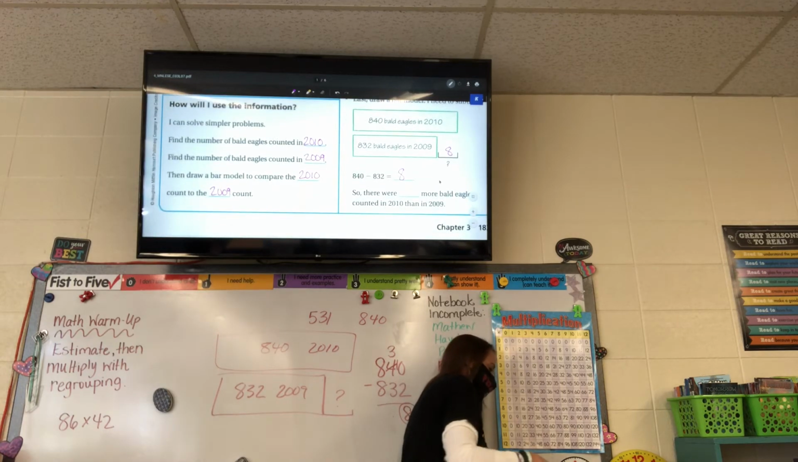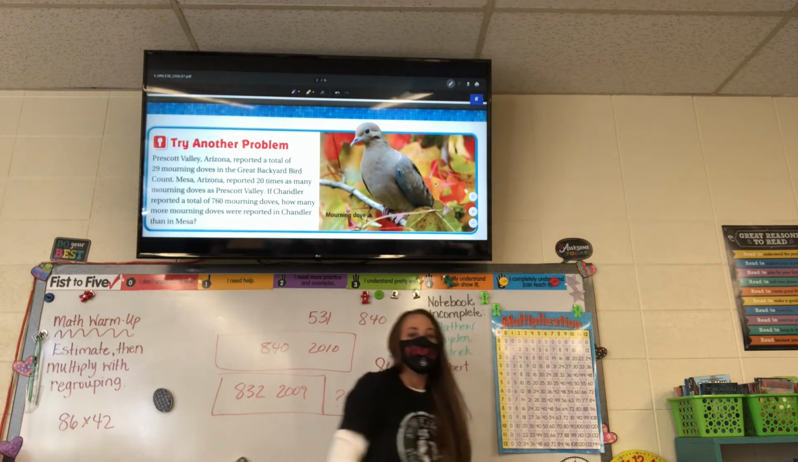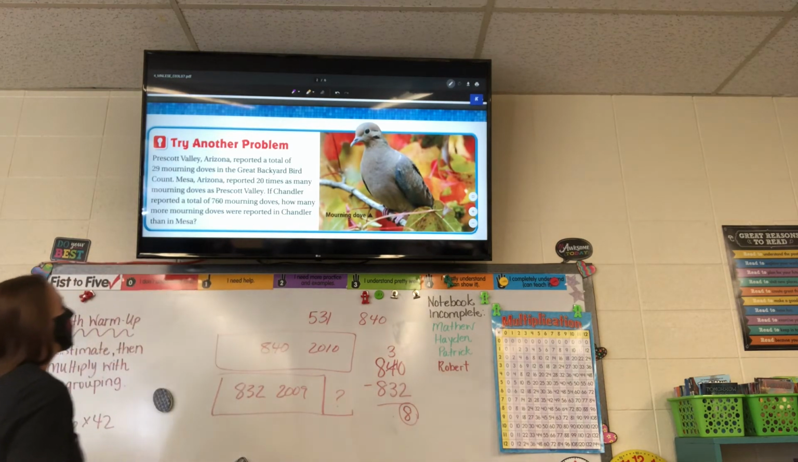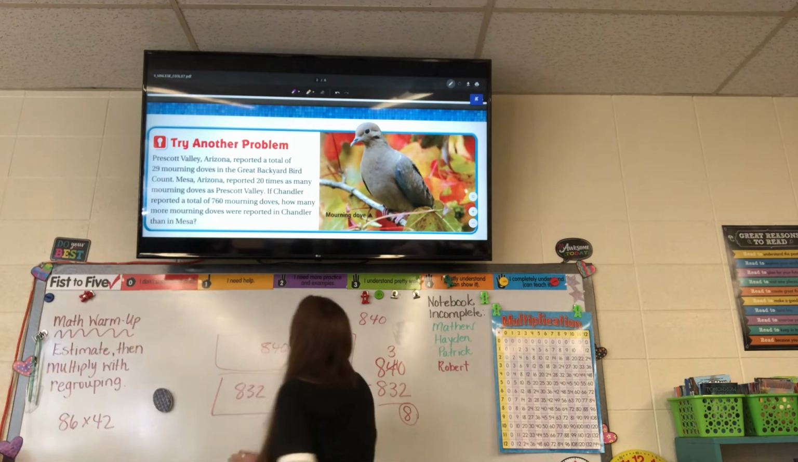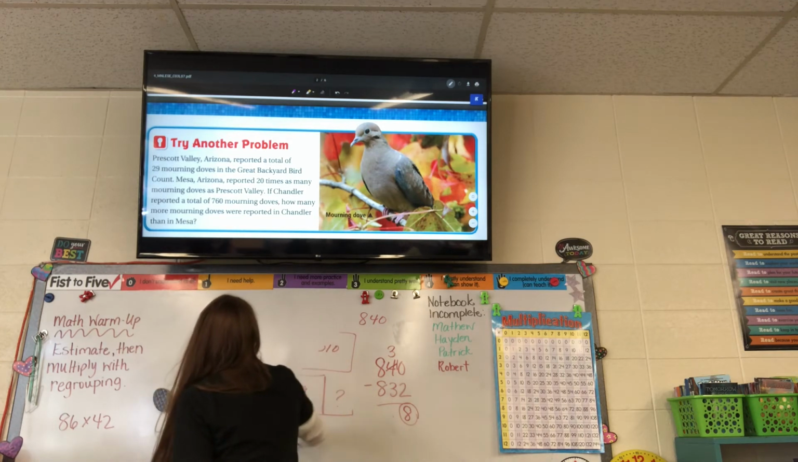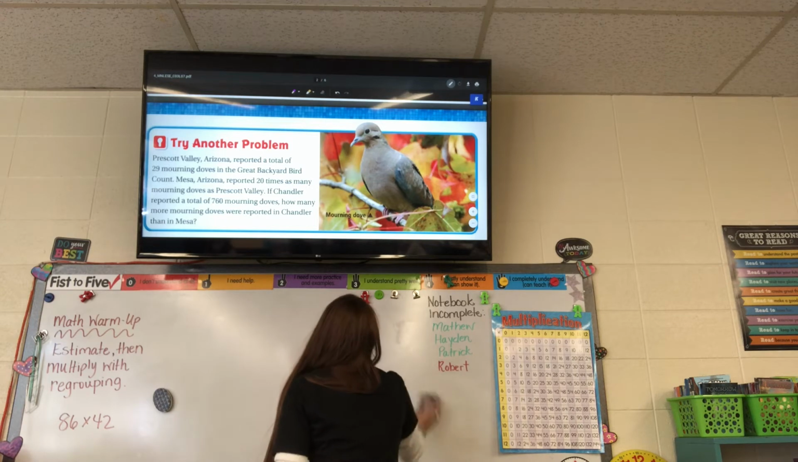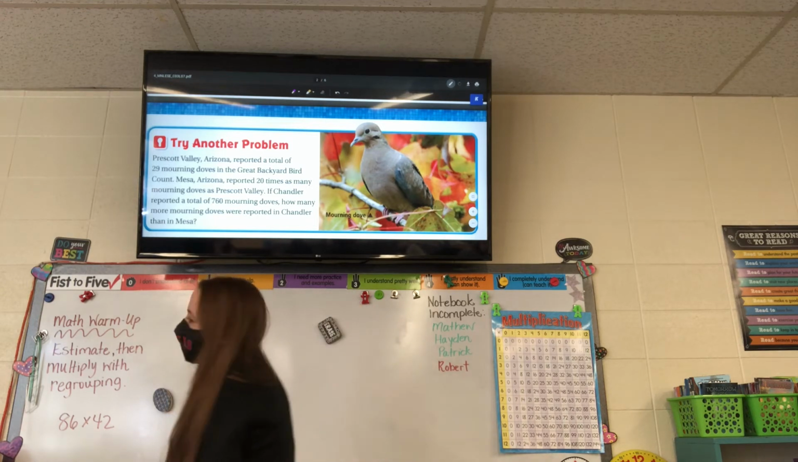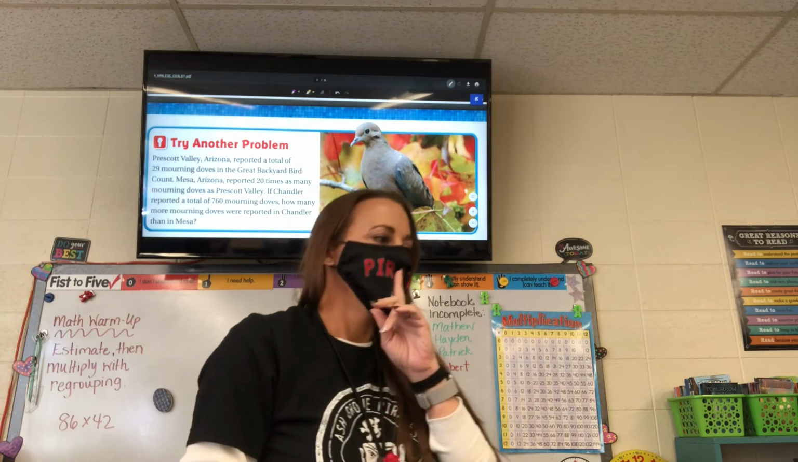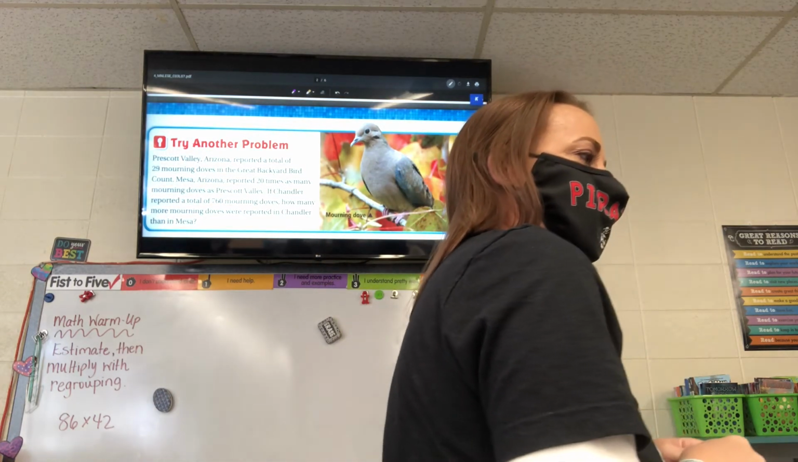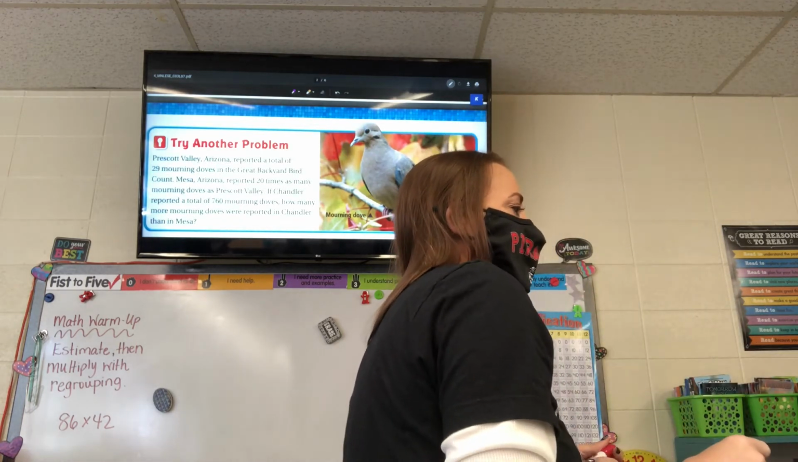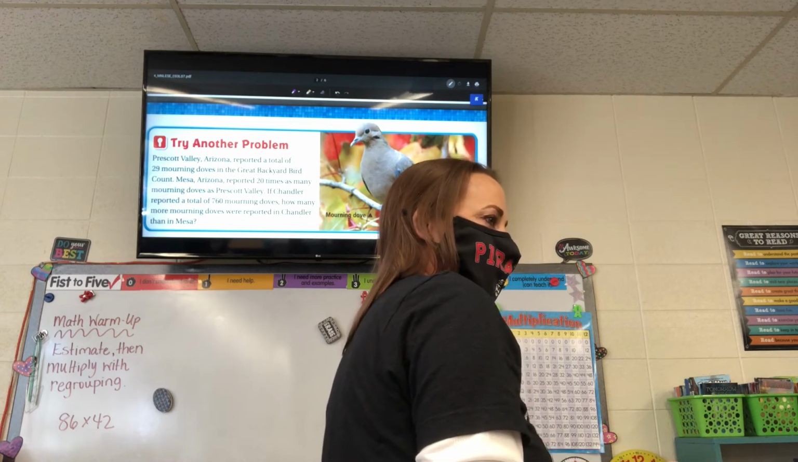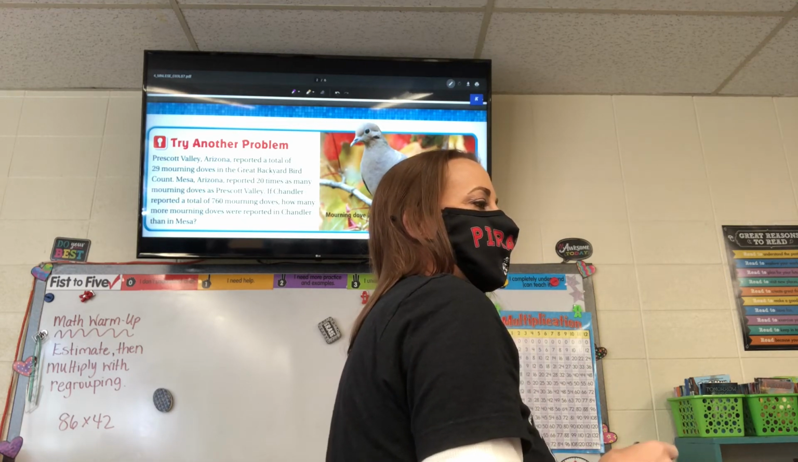All right, so there were 8 more bald eagles counted in 2010 than in 2009. All right, this one seems a little tricky, so listen to this one. Prescott Valley, Arizona reported a total of 29 mourning doves in the Great Backyard Bird Count. What was the difference? 8. 840 minus 832 is 8.